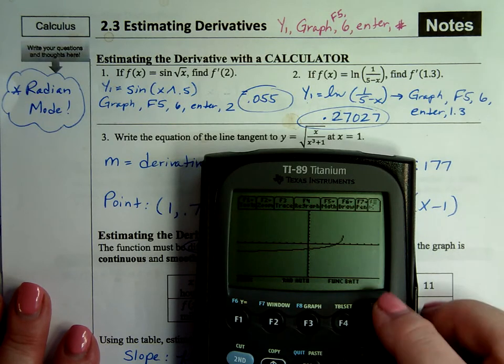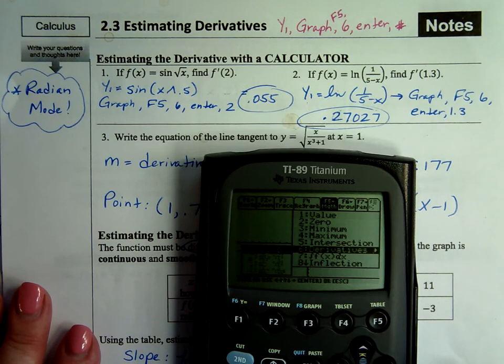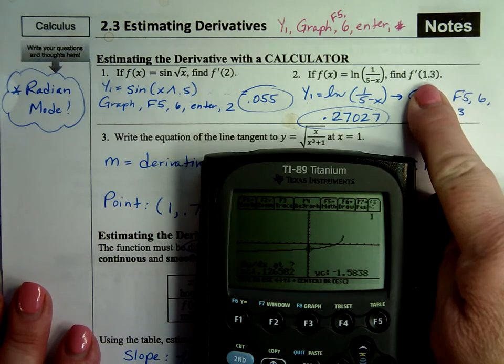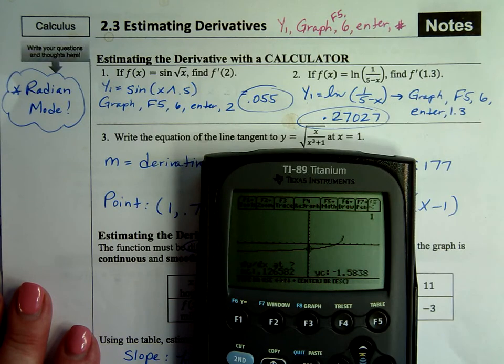There it is. F5 and 6 gives me the derivative. And I want to know now what the derivative is at 1.3. So I typed in 1.3, and it tells me it's 0.27027. And so from the lesson video, that's exactly what you were trying to do.